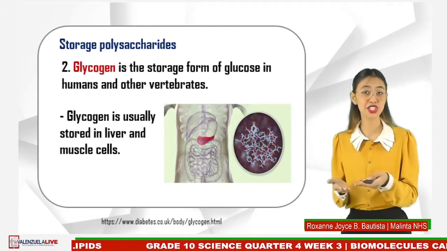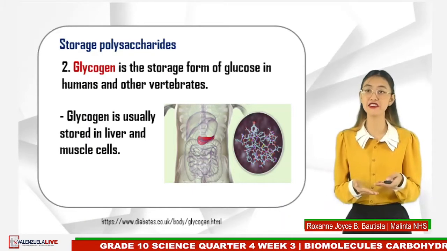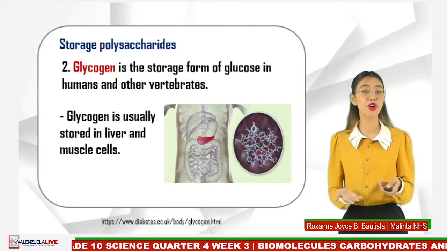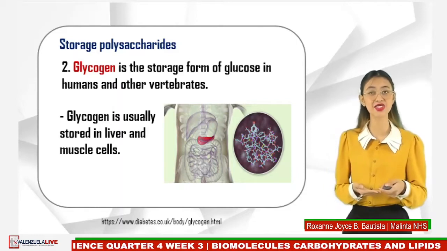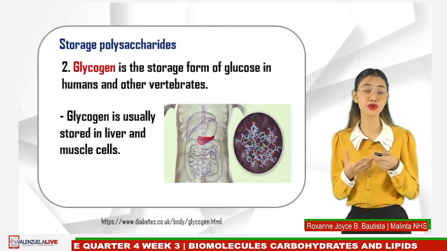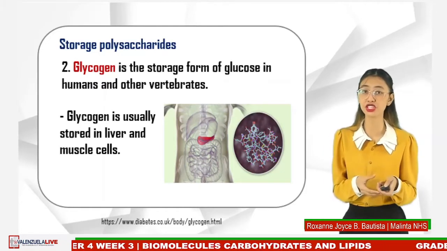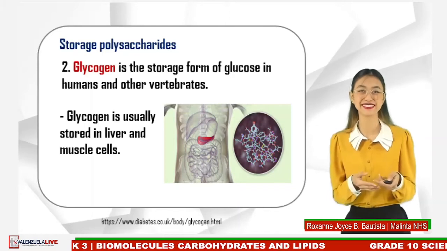Like starch, glycogen is a polymer of glucose monomers, and it is even more highly branched than amylopectin. Remember, glycogen is usually stored in liver and muscle cells. Whenever our blood glucose level decreases, glycogen is broken down via hydrolysis to release glucose monomers that cells can absorb and use.